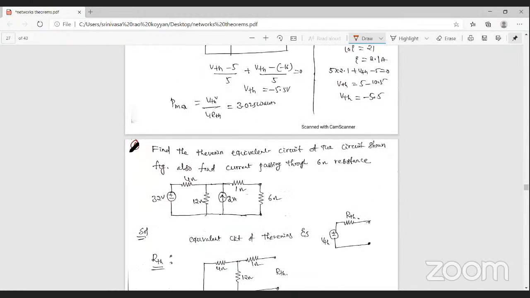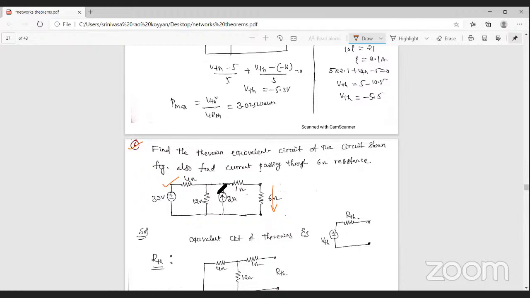So the next problem is problem number 6 here. To find out the Thevenin's equivalent circuit as shown in the figure, also find out the current passing through the 6 ohm resistance. So from this network, find the Thevenin's equivalent resistance as well as the current passing through this 6 ohm resistance. From this network you can observe that this is the case 1 problem. Here two sources are there, and both are independent sources.